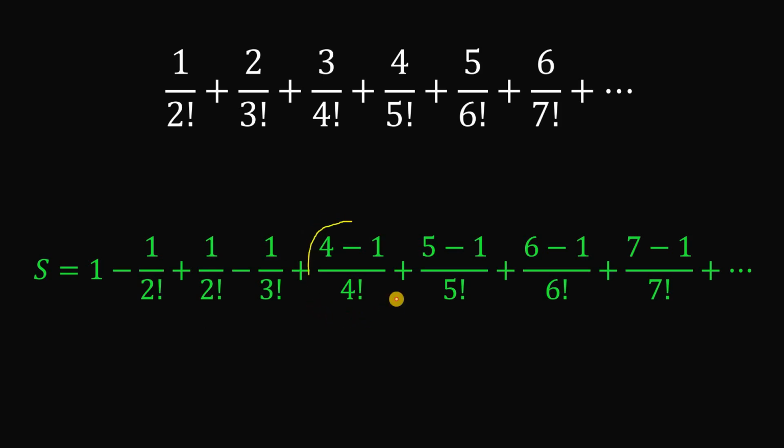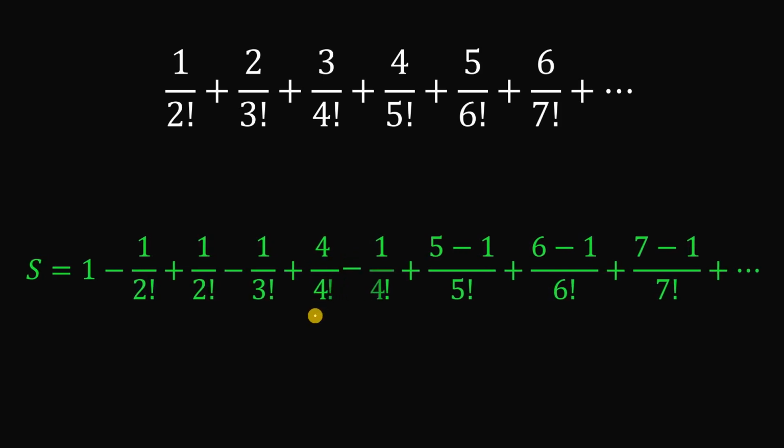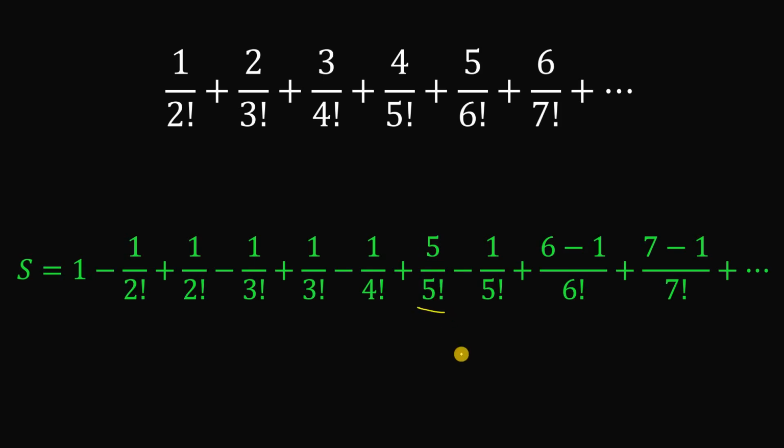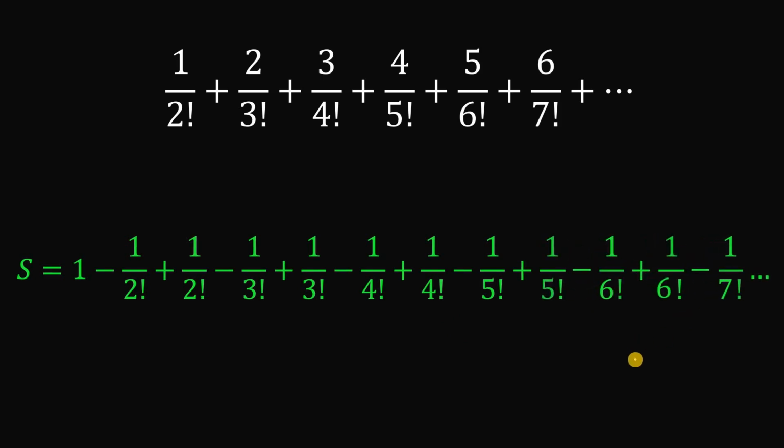And how about 4 minus 1 over 4 factorial? This is just 4 over 4 factorial minus 1 over 4 factorial. If we simplify, 4 factorial is 4 times 3 times 2 times 1. Eliminate the 4 in the numerator and denominator, so this is just 1 over 3 factorial. If we do this again to 5 minus 1 over 5 factorial, we know 5 over 5 factorial is just 1 over 4 factorial. And we can repeat the process until infinity like this.